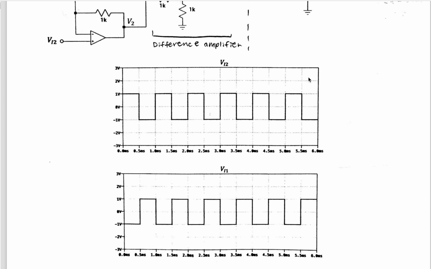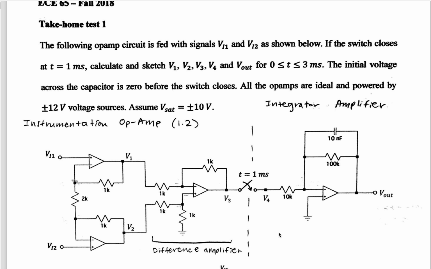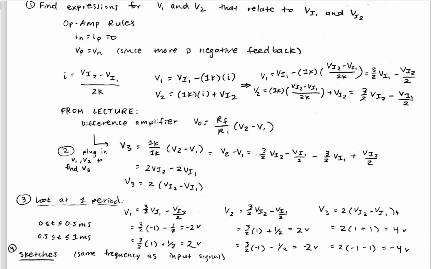So for the next part, which is after the switch, since now we have the final signal for V3 here, we know that this switch closes at t equals 1 millisecond and then goes into this part of the circuit, which is an integrator amplifier, which we've also seen in class.